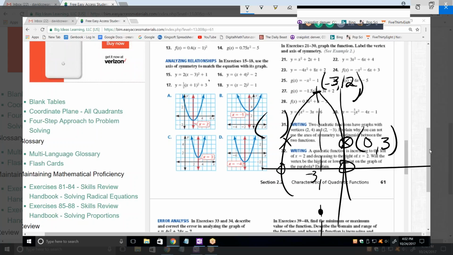6 or 0, or yeah, 6, 0. Does it look like 6? Oh, negative 6? Negative 6. Right? I'm on the left side of the y-axis. That has to be a negative number. You see why it's negative 6?